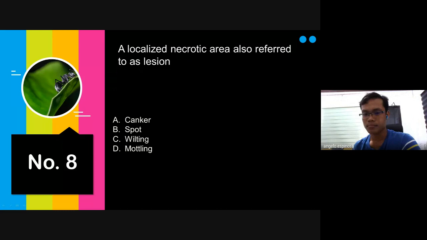Okay, let's answer now the question. Localized necrotic area, also referred to as lesion: A, canker; B, spot; C, wilting; D, mottling. The correct answer is letter B. It is spot. Ano nga ba yung spot? Let's see. What is a spot?